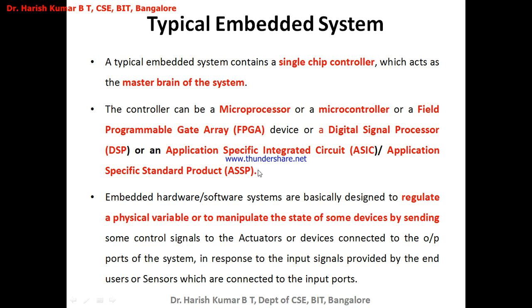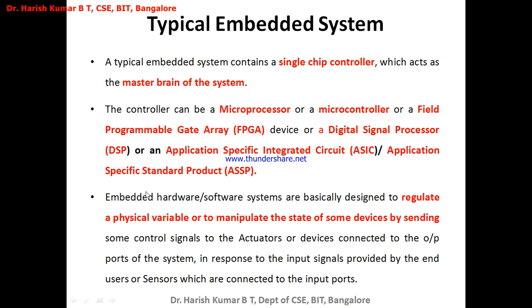Now you understood what can be the master brain of an embedded system. So the master brain of an embedded system can be any one of these things. Later, an embedded system also has a software system, which is basically designed in order to regulate the physical variable or to manipulate the state of some devices or variables by sending some control signal to the actuators or devices connected to the output port of the system.